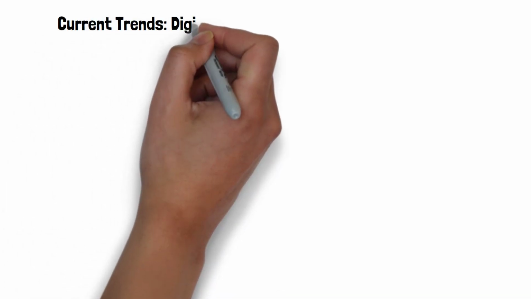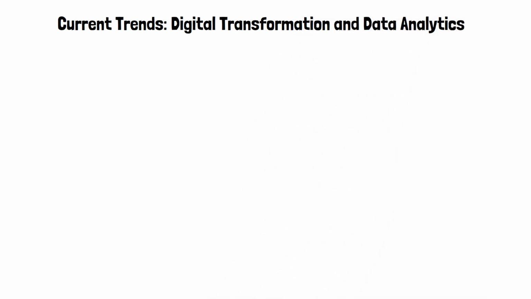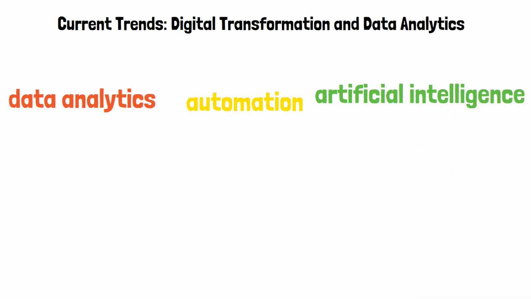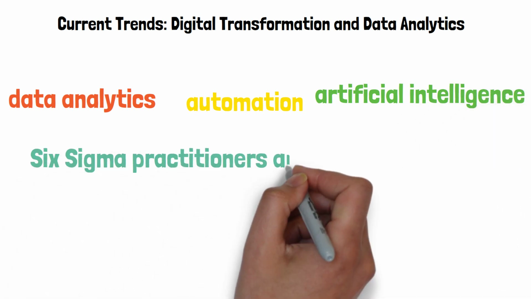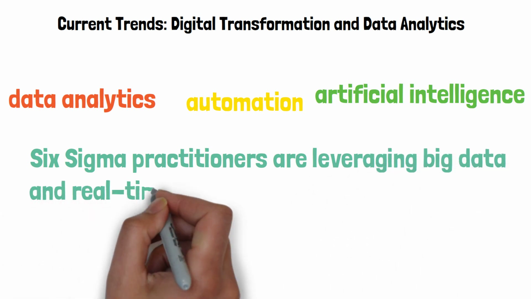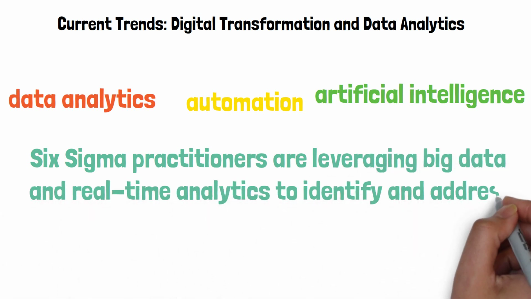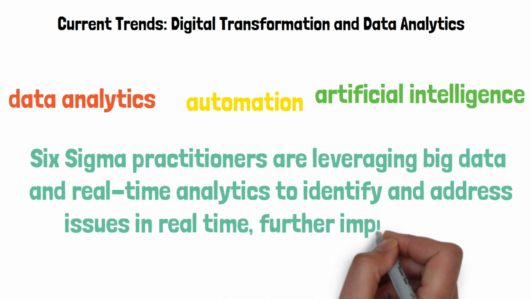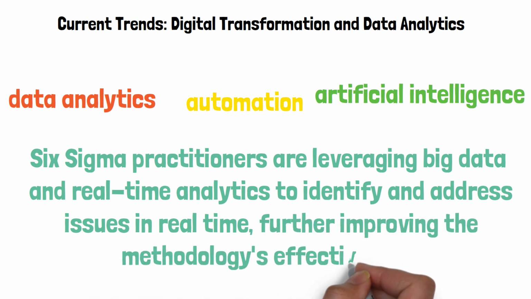Current trends, digital transformation and data analytics. Today, Six Sigma is adapting to the digital age, incorporating advanced data analytics, automation, and artificial intelligence to enhance process improvement efforts. Six Sigma practitioners are leveraging big data and real-time analytics to identify and address issues in real time, further improving the methodology's effectiveness.